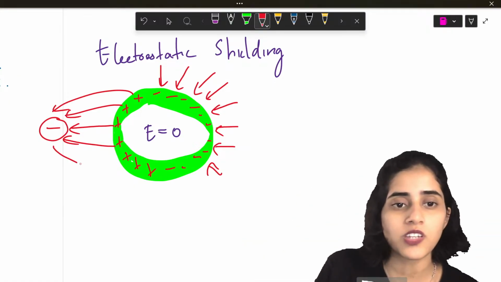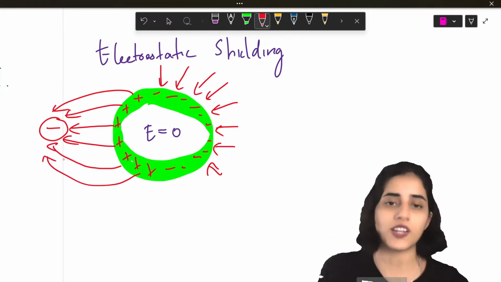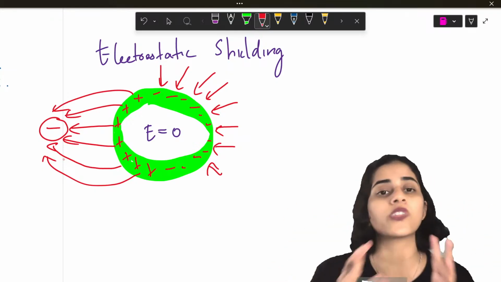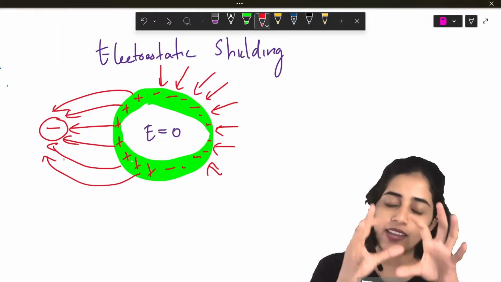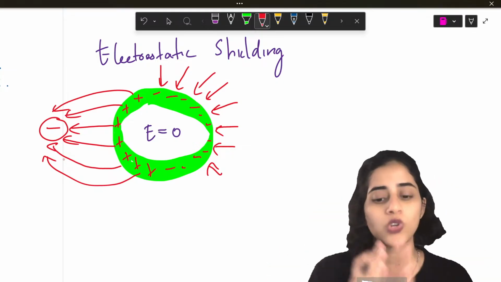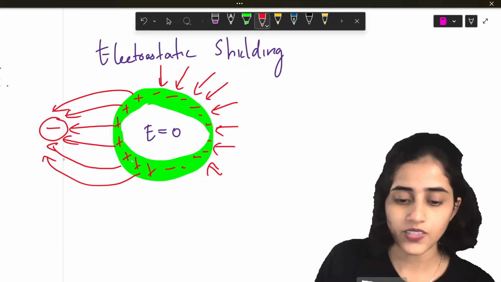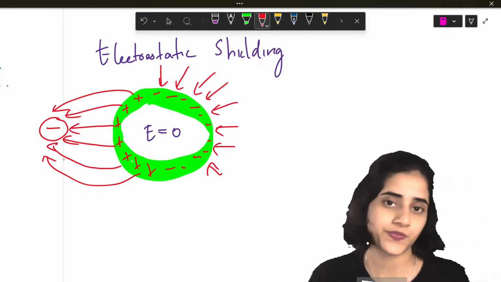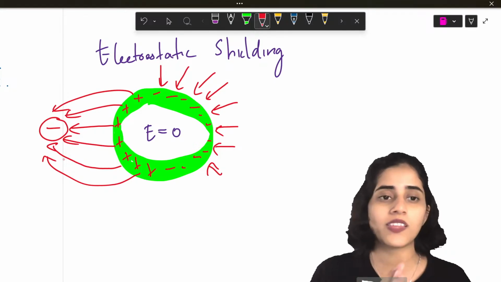Now because of the positive charge, there are field lines. Because of the negative charge, there are field lines. But none of these field lines enter. These field lines stay on the surface. So it's like a shielding. It's like a protection. So whatever is inside, it's always going to be protected. Okay. So this process is called electrostatic shielding. Is this clear? When there is a charge coming.